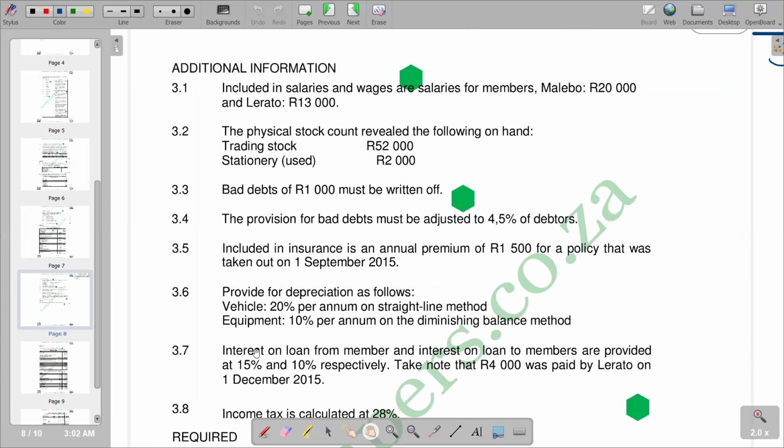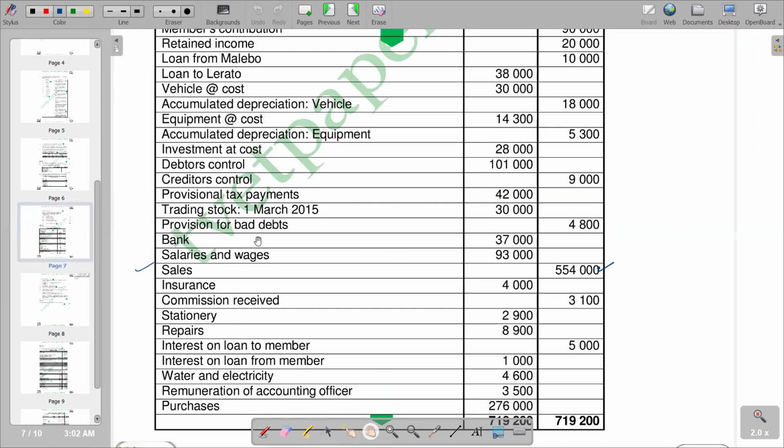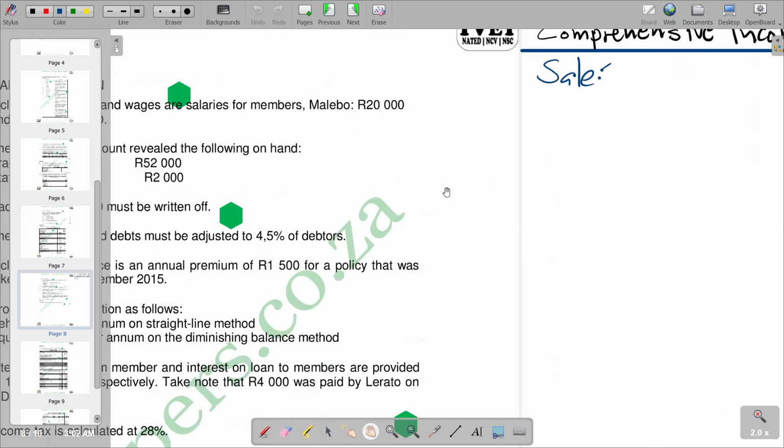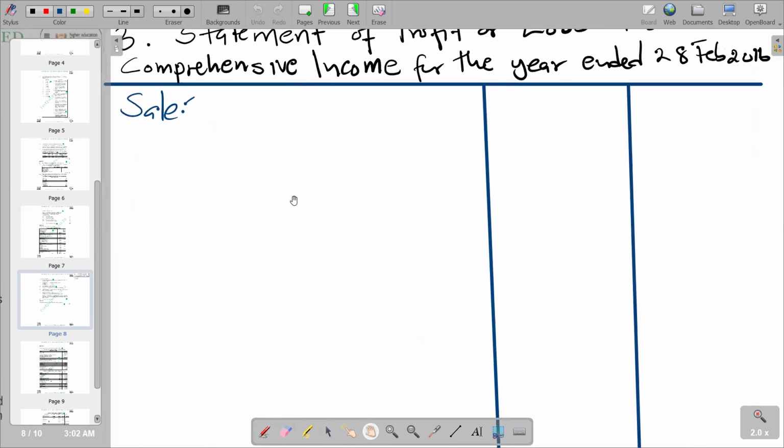If you go through, you see that we have nothing adjusting sales. So it means we are taking the figure that we have here, which is 554,000. So we put our 554,000 for our sales, and we are going to put that figure in the last column that we have there. So here, we see that we have sales, which is a figure of 554,000.